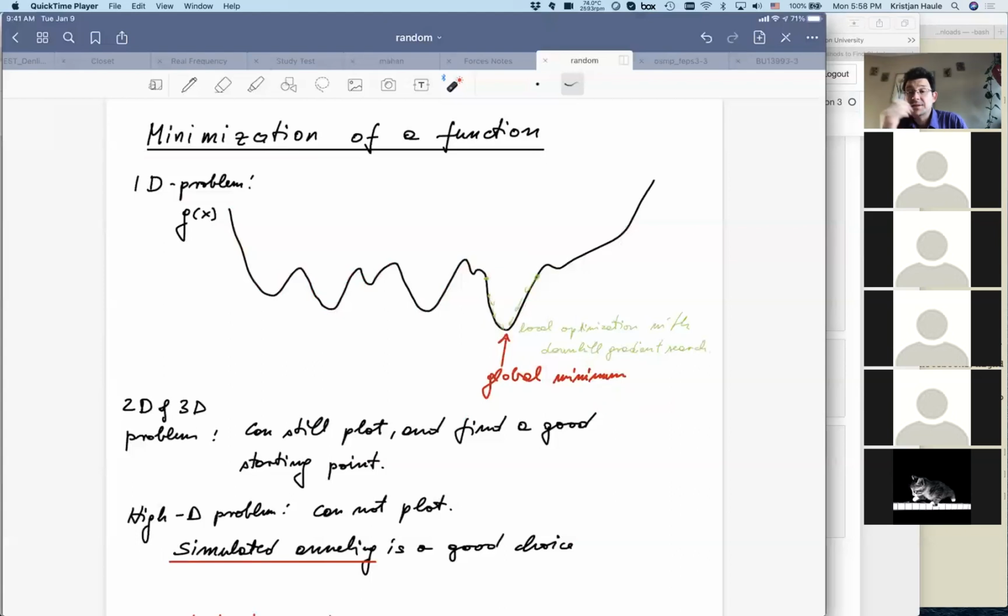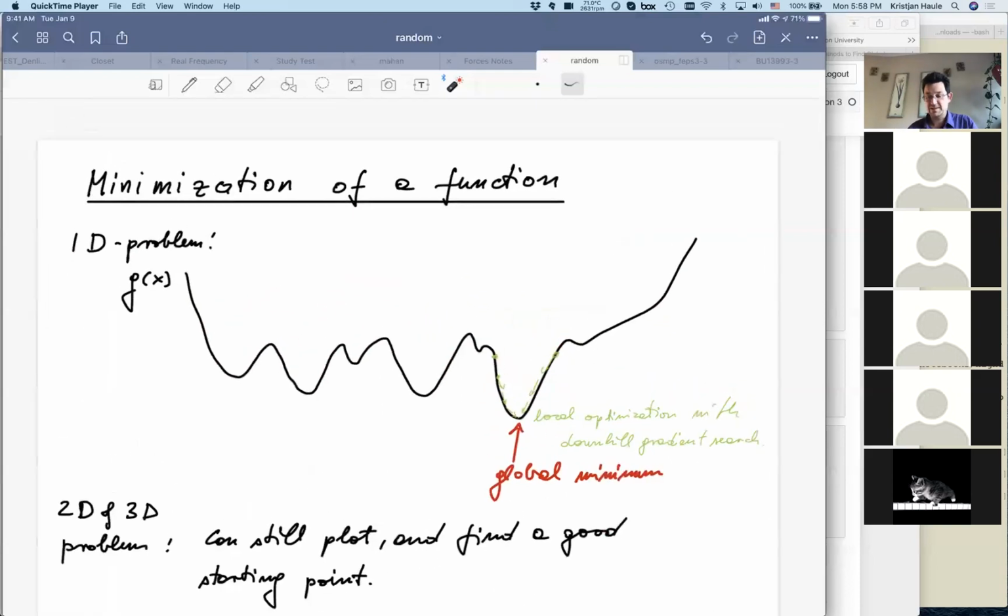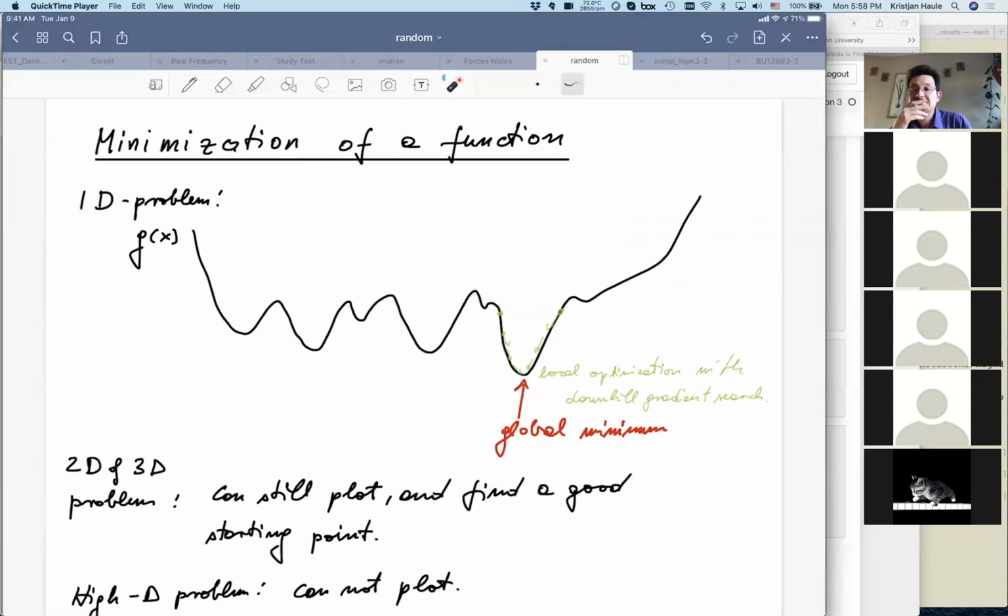Any idea? You have a one-dimensional function, and somebody asks you to find a minimum of it, the global minimum. How would you do that? Any idea? Let's say I give you a homework: some polynomial plus some transcendental function, so it's not completely trivial. So what would you do?